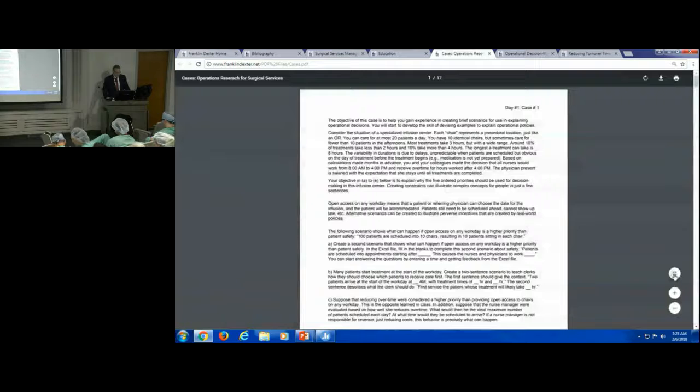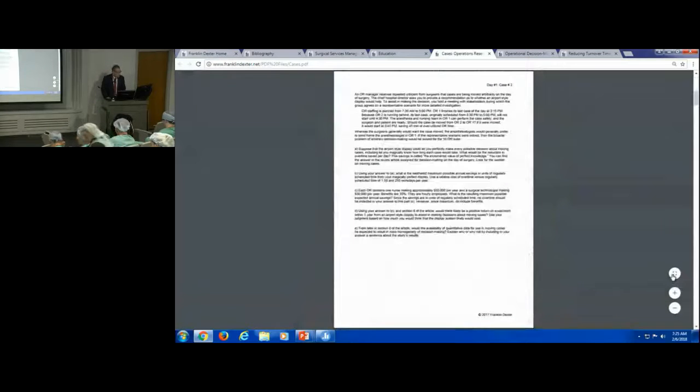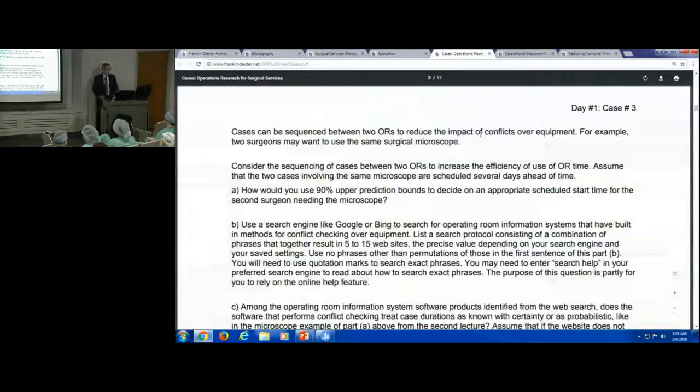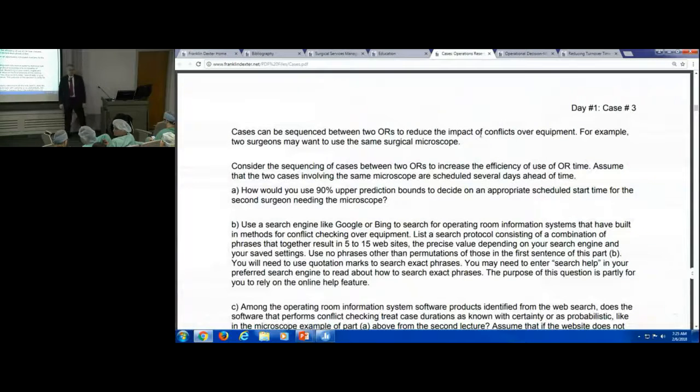If you want to learn more about probabilistic conflict checking, there is a case from my course, and I'll get to it, but what we have is exactly this, which is case sequencing over conflicts of equipment. This is a microscope problem, but if you go through that case, you'll get the idea in terms of the implementation. That helps.